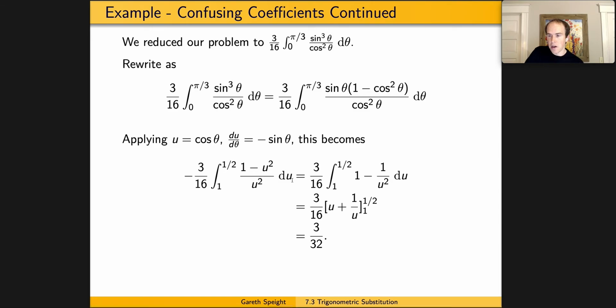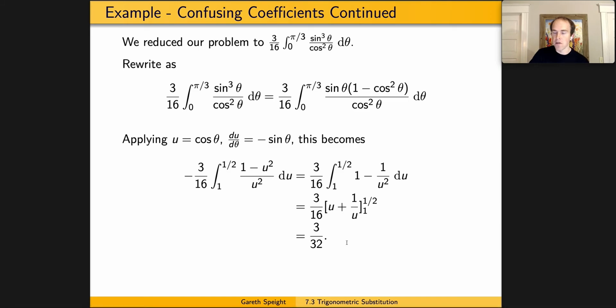And now this is an integral that we could do as soon as we started doing integration in Calc 1. All we have to do is divide each term by u squared. So we get 1 over u squared minus 1. And then if we bring in that minus sign, we're going to get 1 minus 1 over u squared. We have to integrate 1 minus 1 over u squared. Using the power rule, it's going to be u, and then we had minus u to the minus 2. So if we integrate, that's going to be plus u to the minus 1, so plus 1 over u. From 1 to a half, we plug in a half, we plug in 1, and we subtract them. We get 3 over 32.